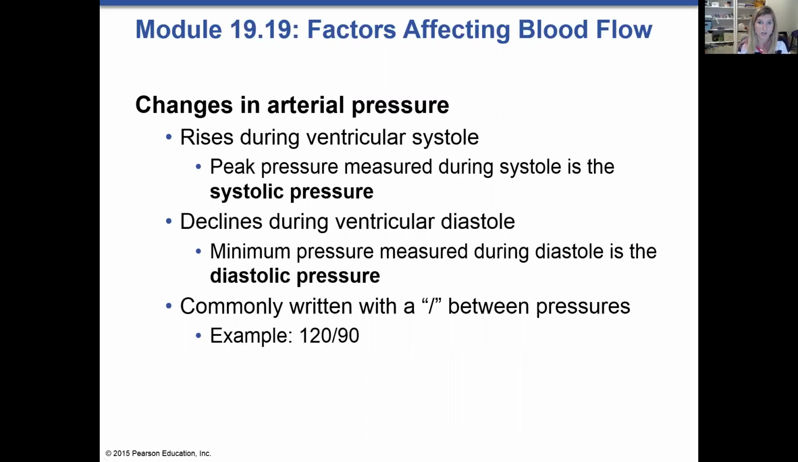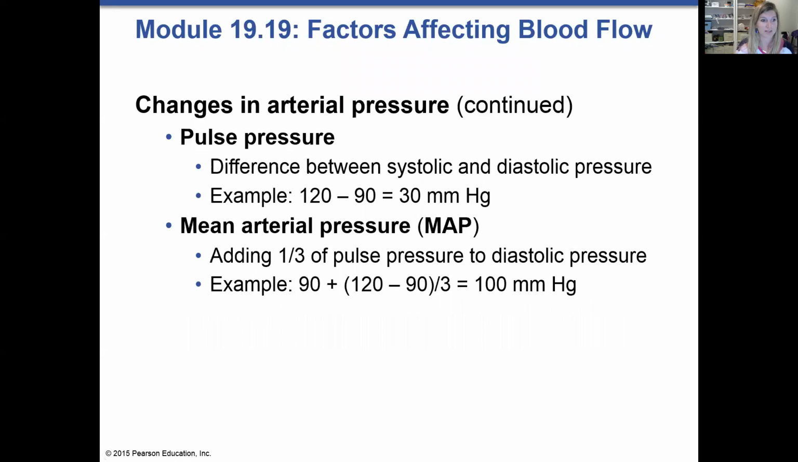There's a decline during ventricular diastole. The ventricles relax, blood backflows through the aorta and down into the coronary circulation. This is the minimum pressure measured during diastole. It's our diastolic pressure. Typically, we measure it as a ratio, like 120 over 90 or 100 over 70. The high number is the systolic pressure. The low number is your diastolic pressure.